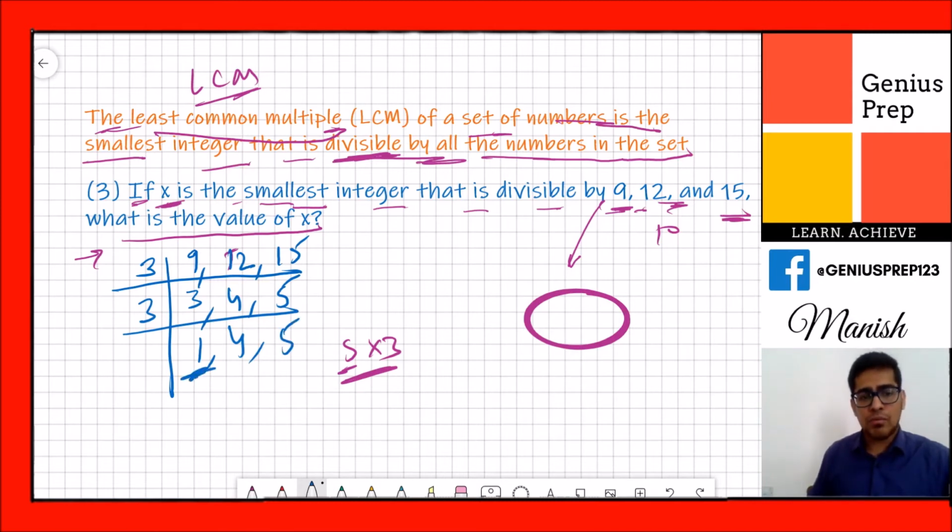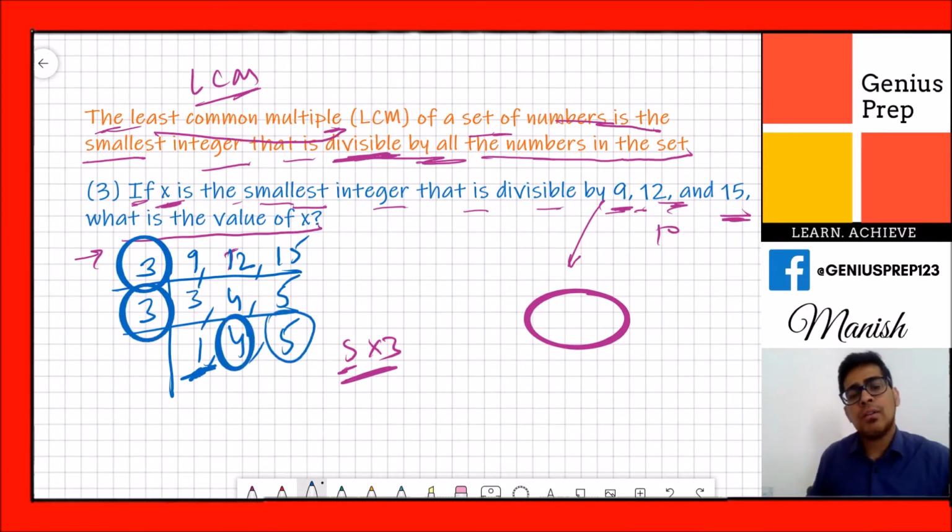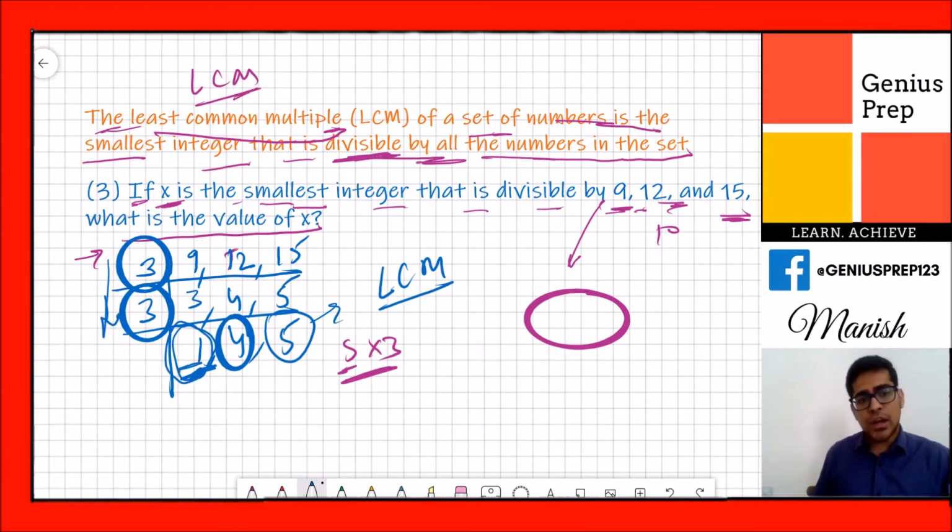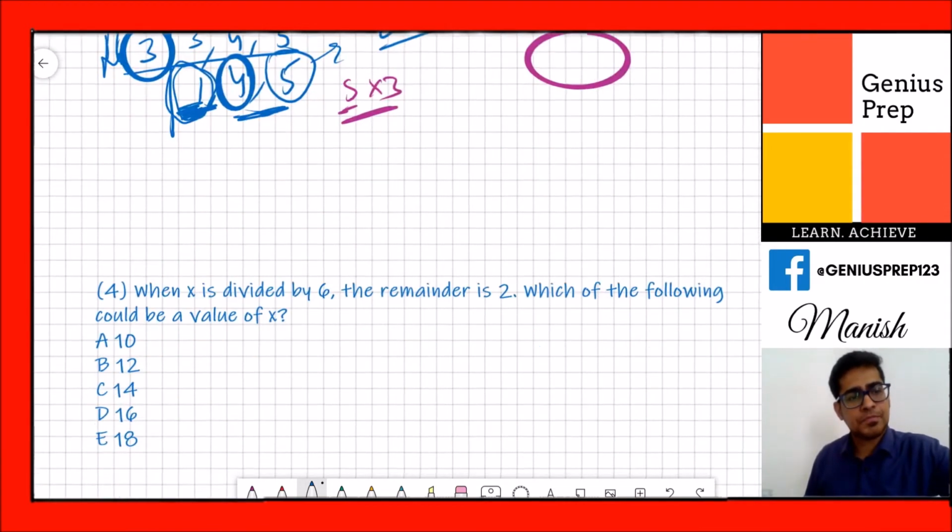Now we have the number 1 over here. So what we do is multiply these: 3 cross 3 cross 4 cross 5. By this you can get the LCM. This is another way. Instead of factorization, you just solve it this way, and you need to do this method till you get at least 1 over here. Once you get the 1, then you can multiply these numbers. I hope you understand this one also.